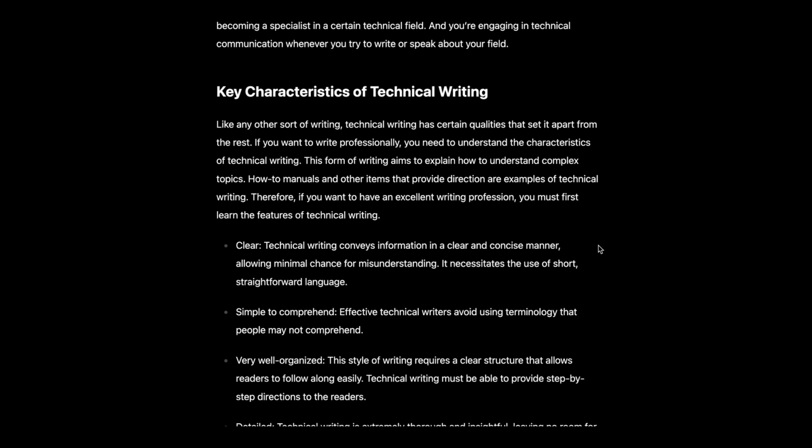Now, the second point: simple to comprehend, very easy to understand. Stop using ambiguous words. Stop using terminologies that people won't understand. Like Petra said yesterday, don't try to make it difficult for somebody to keep a dictionary by the side to understand what you have written. So try to make it as simple as possible.